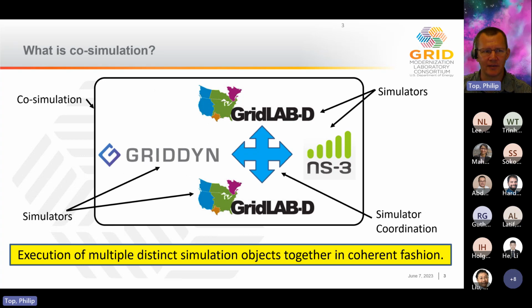Otto talked a little bit about this, but basically co-simulation allows the execution of multiple distinct simulations together in a coherent fashion. If we have multiple pieces that can be simulated or executed separately, we want to run them together. On the screen you see GridDyn, a power system simulation for transmission networks, coupled with a distribution system, coupled with a communication system. Those are the different simulators. The whole thing is referred to as a co-simulation, and what Helix does is the coordination between them.